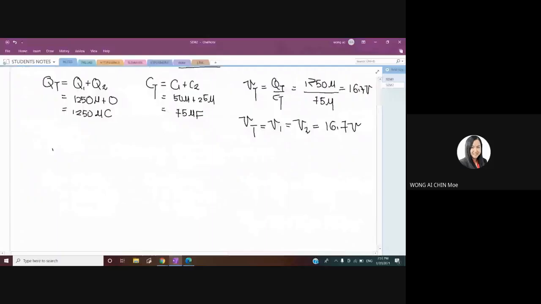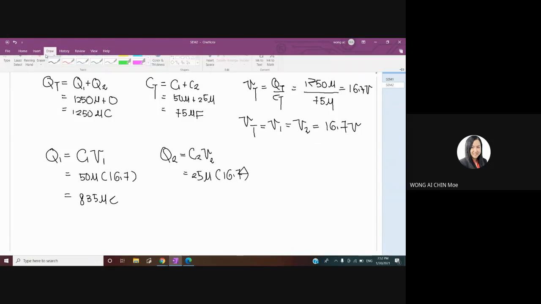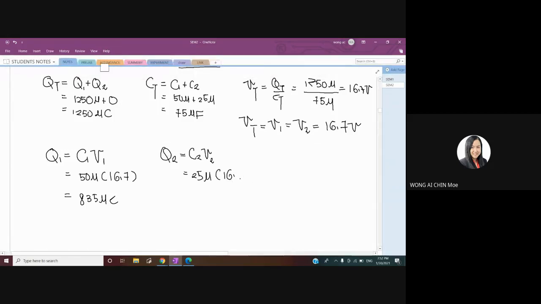But the question asks us to find the charge. So we want to find Q1. Of course, you must use C1 and V1. C1 is 50 micro and your V1 is 16.7. So your Q1 is equal to 835 microcoulomb. Q2, of course, you must use C2 and V2. C2 is 25 micro and V2 is 16.7. You press the calculator and you will get 415 microcoulomb.